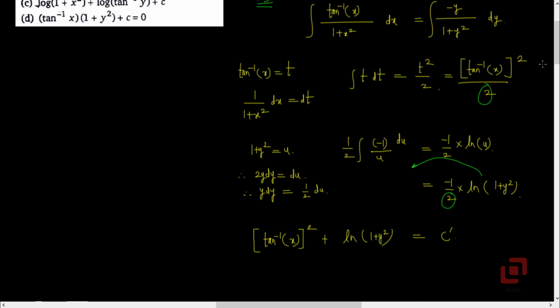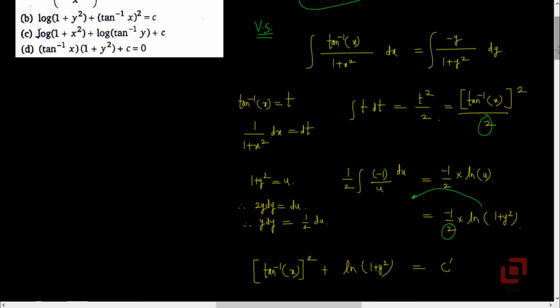Let us now go back to the options and see whether B is the right option. Yes, it is. Tan inverse of x squared, which is the first term here, log of 1 plus y squared, which is the second term here, and more importantly, note the plus sign, equal to c dash. Hence, B is the correct option.